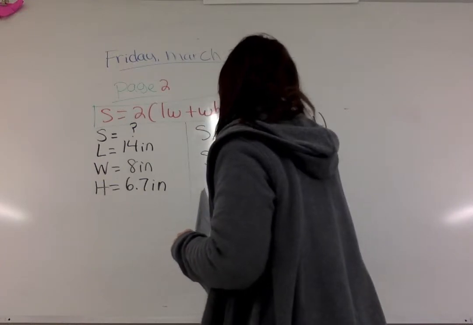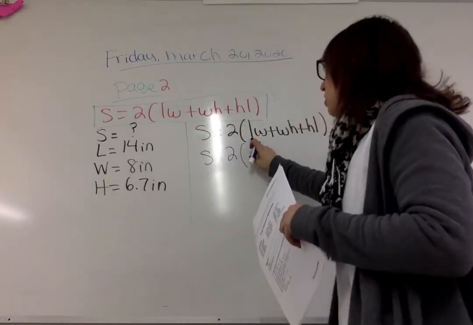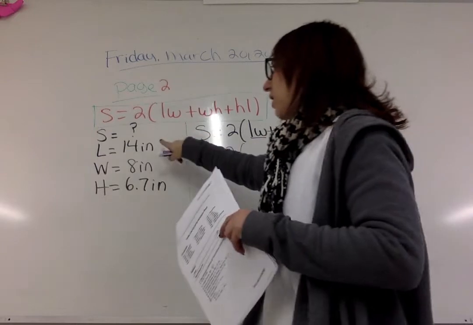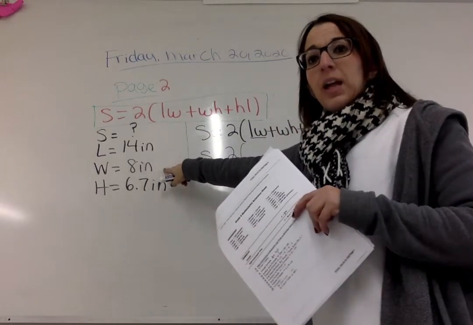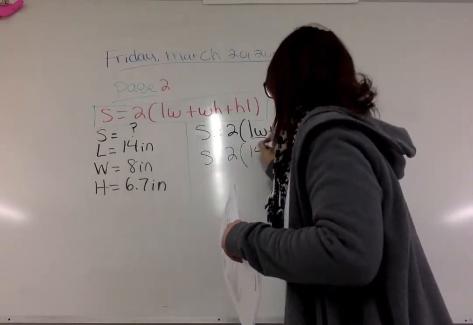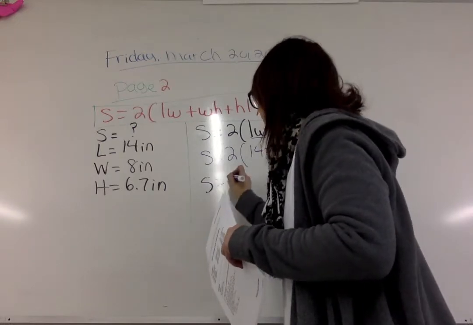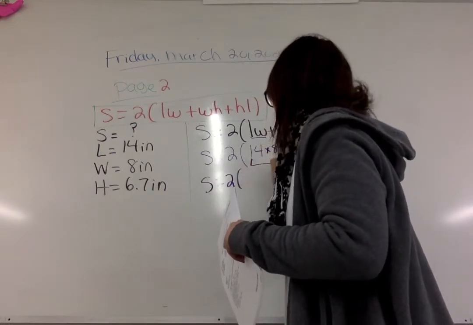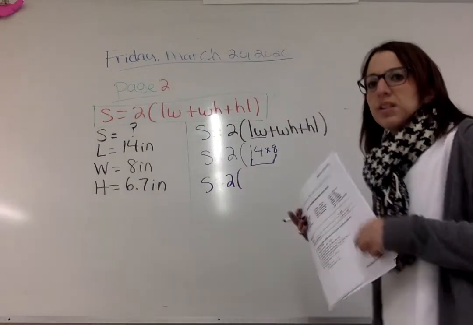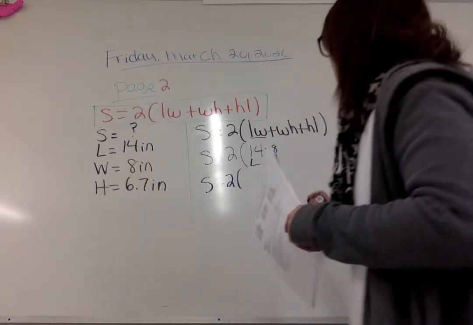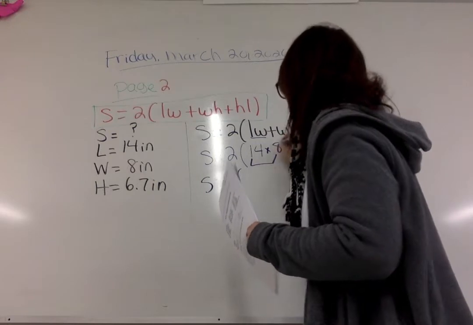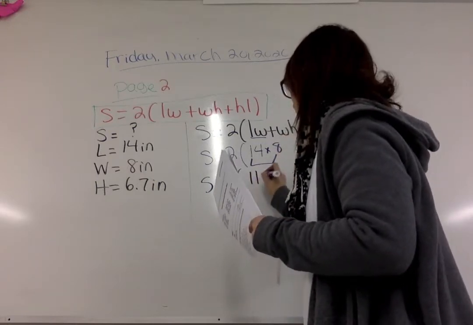I'm not doing anything to the 2 right now, but I'm going to multiply the length times the width. The length is 14 and the width is 8. So 14 times 8, and I'm going to simplify that on the next line as I go. I like to simplify each part as Mr. Rez and I showed you in class. 14 times 8 is 112.